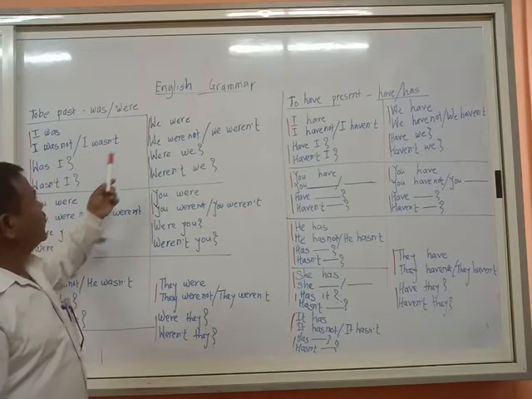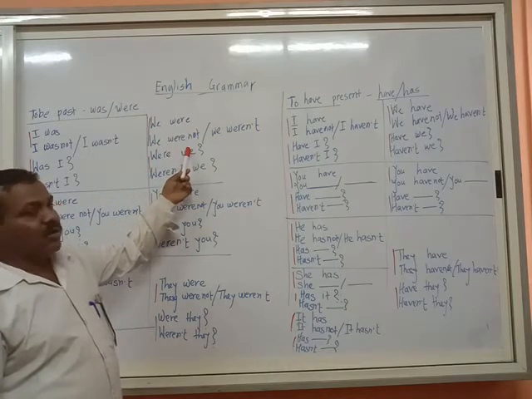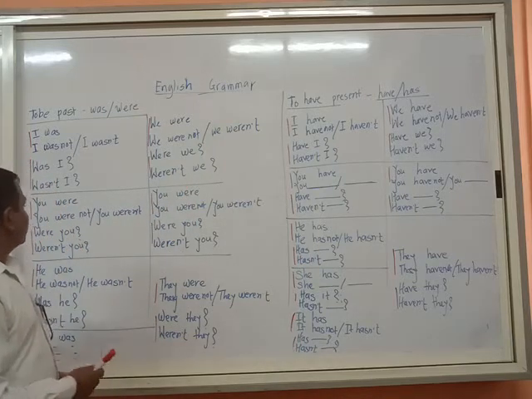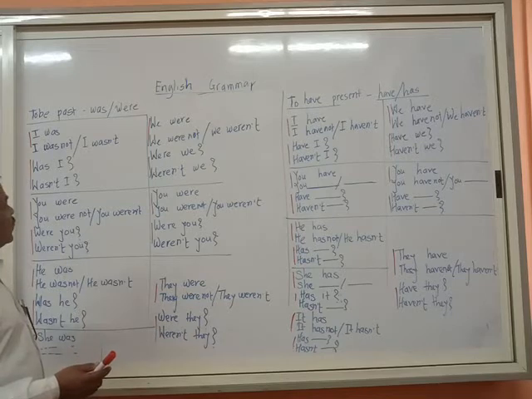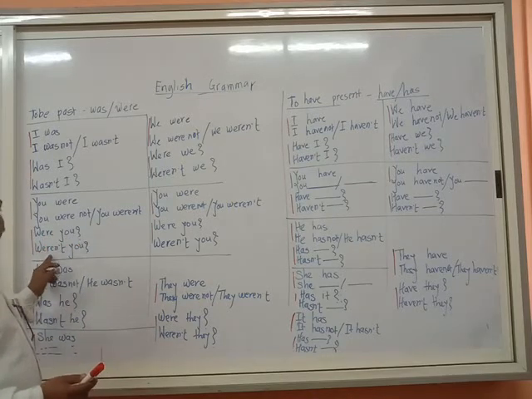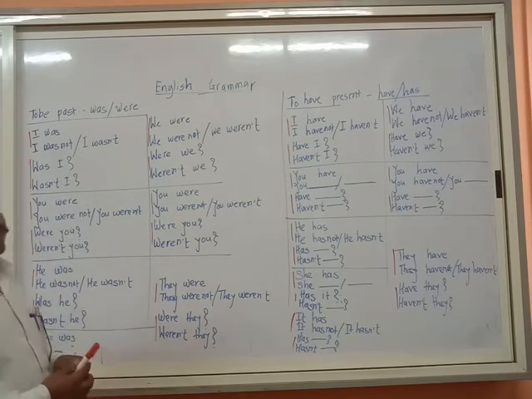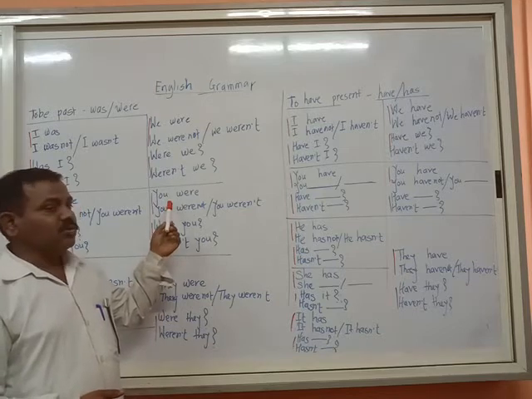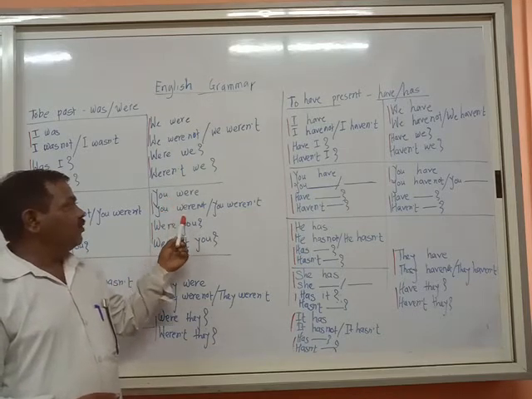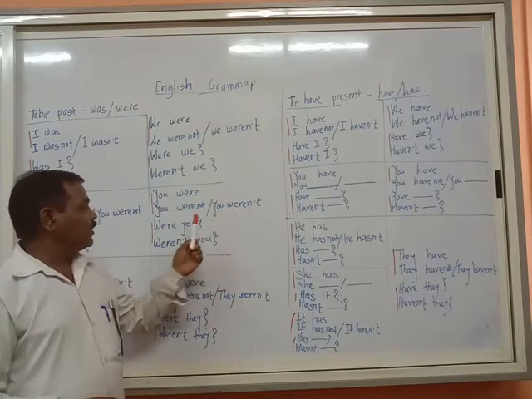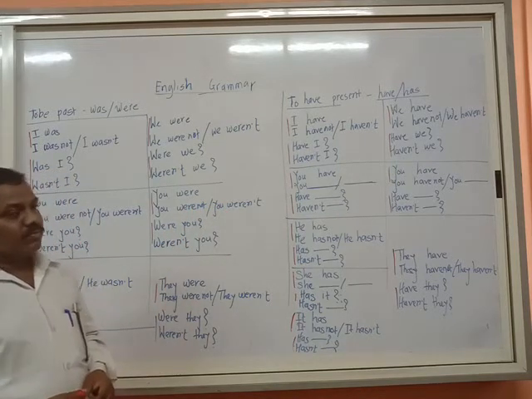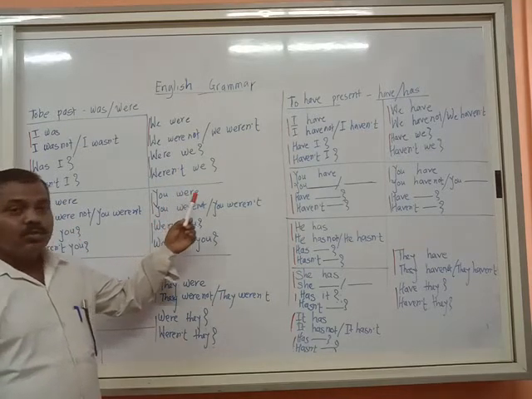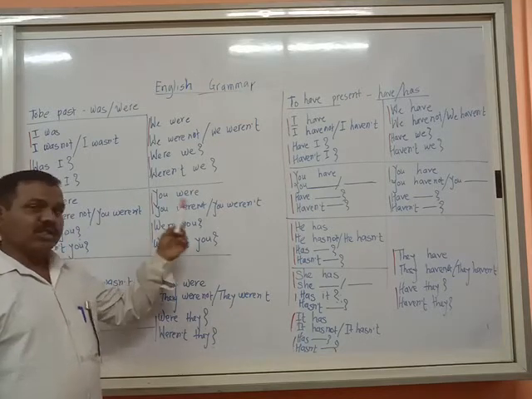Was I, wasn't I. We were not, or we weren't. Were we, weren't we. You were, you were not, you weren't. Were you, weren't you. This is the singular you, and this is plural. Means when many people are there before us, we use you, but this is plural. You were, you were not, you weren't. Were you and weren't you. In Marathi also we can say that you were, tu hotas. You were, tummi hota. This is the change there.